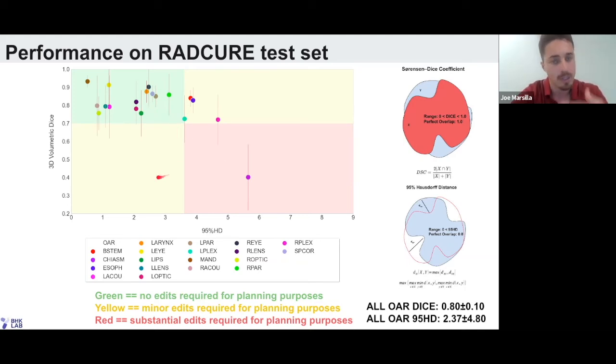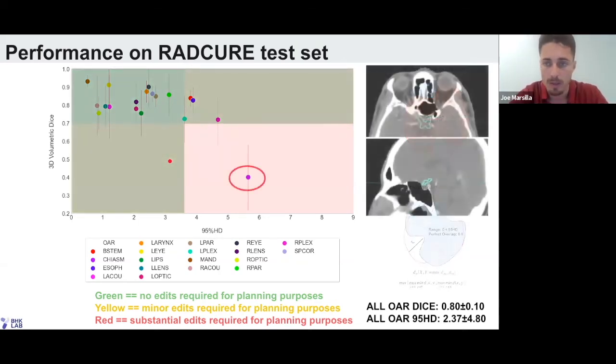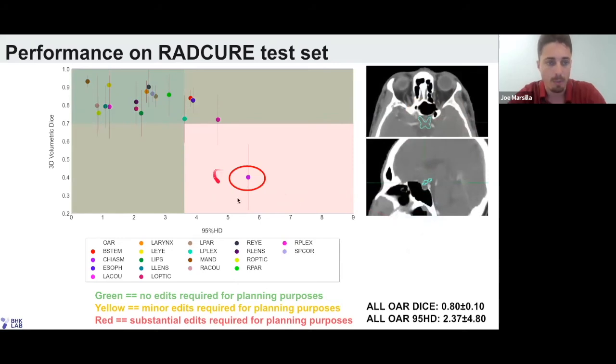For the sake of time, I'm not going to discuss what we did well. I'm just going to look at what we did badly, what we need help with. This OAR, the optic chiasm, looks like it performed very poorly, but as I said before, the inter-observer variability lies between 0.4 and 0.6 DICE when multiple clinicians delineate this contour. So this is actually right within the clinical range.